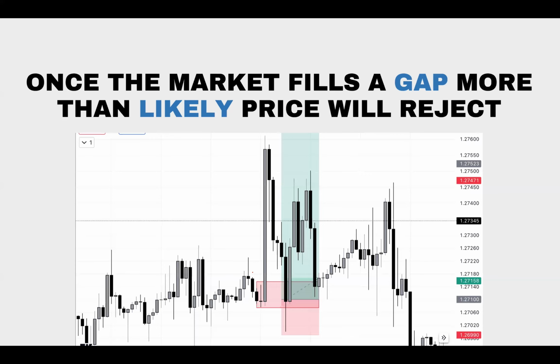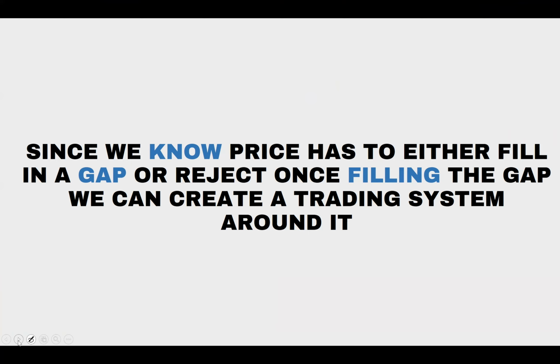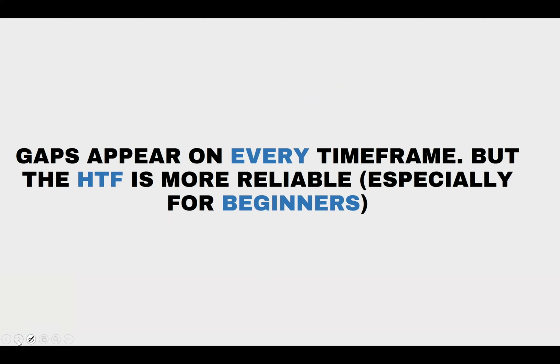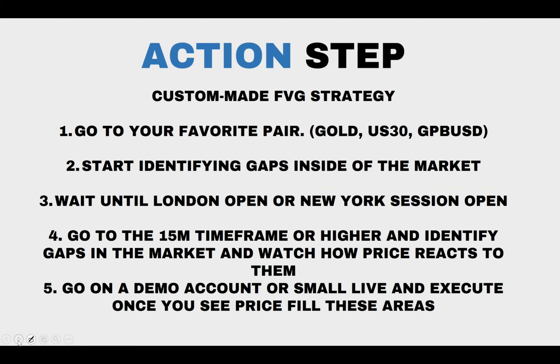So on this chart, as we can see, there was a gap right in this area. The buyers who pushed the price higher and couldn't get into that move at first got into the move later on once price came back into the zone. Since we know that price has to either fill in the gap or reject once filling the gap, we can create a trading system around it. Gaps appear on every time frame, but the higher time frame is more reliable, especially when first starting out as a beginner. Knowing this, we would create a simple strategy for fair value gaps that you can use.